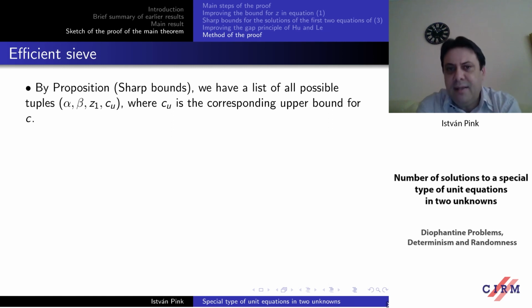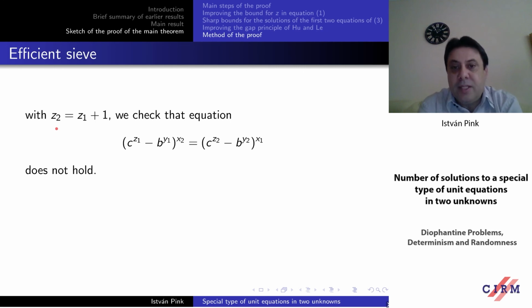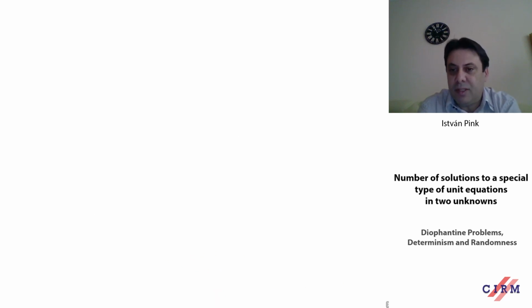And using this idea, together with the proposition sharp bounds, we have a list of all possible tuples alpha, beta, z1, cu, where cu is the corresponding upper bound for c. For each such tuple, we implemented the above idea in some program package. And finally, using the relation that Z2 equals Z1 plus 1, we checked whether this equation holds or not. But it turned out that it doesn't hold. So therefore, we must have this inequality, a to the x1 greater or equal than c. The remaining inequalities can of course be shown in exactly the same way by changing the roles of A, B, Z1 and Z2 respectively.